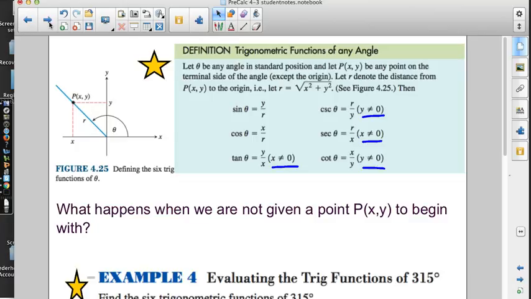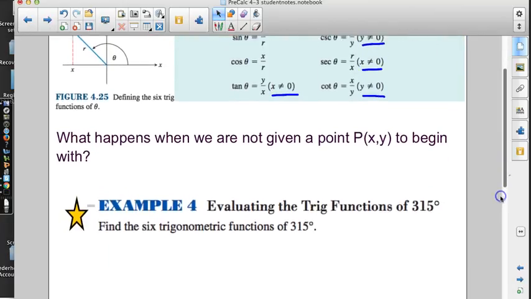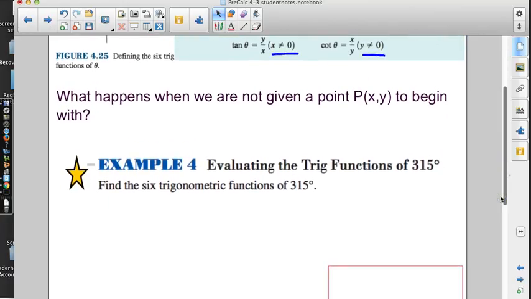So the 6 trig functions, you can always make a drawing. That way you wouldn't have to memorize all this stuff. But bless you, when some people are doing a lot of coordinate trig, then yeah, do you want to memorize Y over R, X over R, Y over X? Yes, if you're doing lots of it. It'll just happen by accident. So that's up to you. I like the drawings. What happens when we're not given a point to begin with?